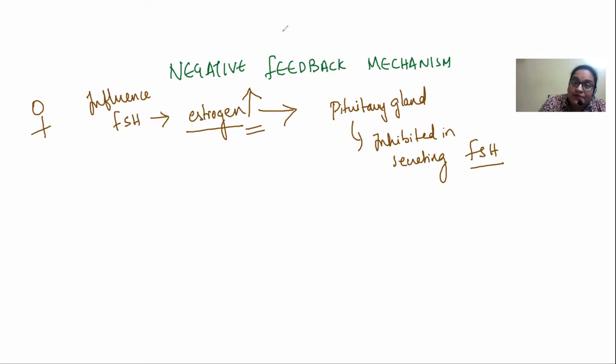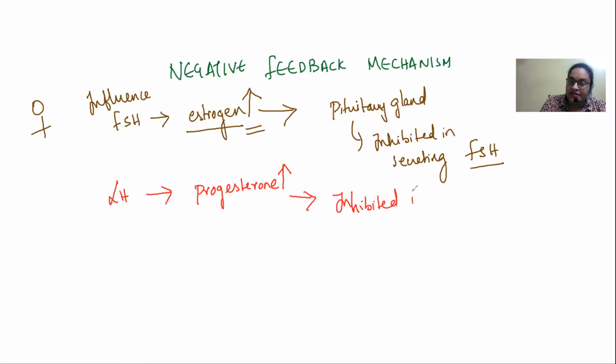What happens to the same thing with LH? It is responsible for the secretion of a hormone called progesterone. If progesterone levels are increasing in the blood, your pituitary gland is inhibited in secreting the luteinizing hormone, because there is already a huge pileup of progesterone in the blood. So the secretion of LH is inhibited because of the rise in progesterone levels. This is called the negative feedback mechanism.